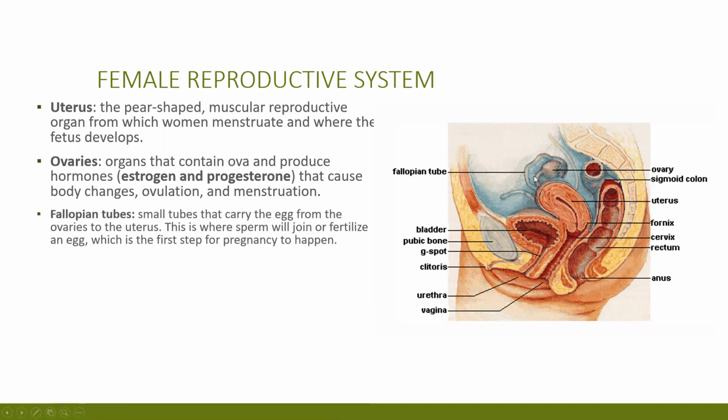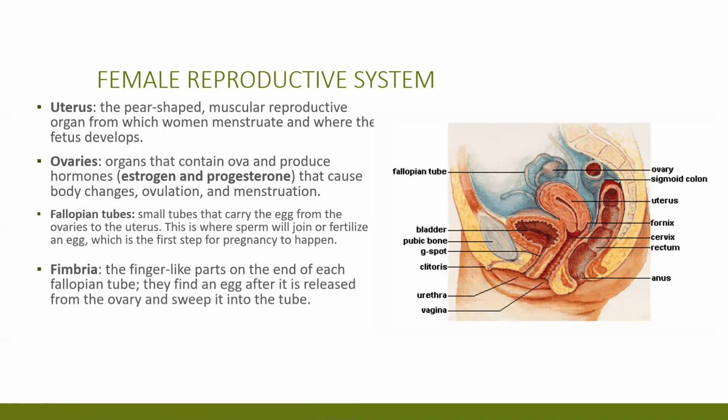Next are the fallopian tubes, located right here. These are small tubes that carry the egg from the ovaries to the uterus. This is where the sperm will join or fertilize an egg, which is the first step for pregnancy to happen. The fimbria, located right here at the end of the fallopian tubes. These are finger-like parts on the end of each fallopian tube. They find an egg after it is released from the ovary and sweep it into the tube.